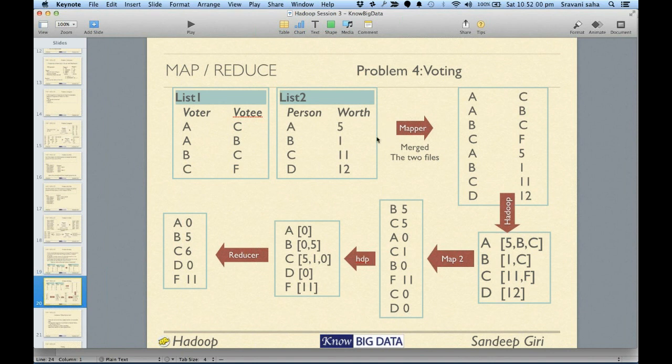That's all. So if I merge the two files, which means the voter is the key from the first one, person is the key from the second one, and I have got this. Now, voter A, which is person A here, worth 5, voted to C and B, right? If that comes together, which means A voted to B and C, and A's worth is 5, right? In the reduce phase, all you did was a comma separated thing, okay? Alright, we did a comma separated thing. Now, that was the first pass. As a result of the first pass, this is what it generated.